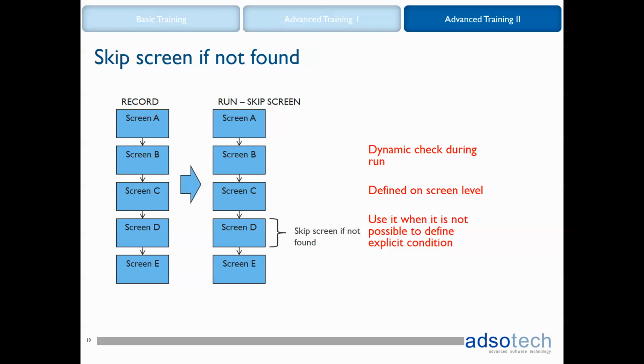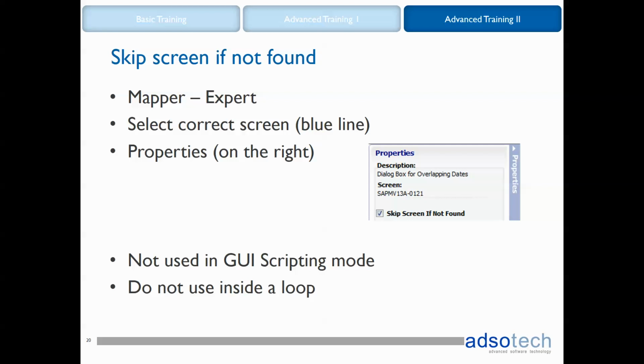And this option should only be used if you're not able to define an explicit condition, so one of the previous ones that we were talking about, based on some Excel data, or based on some SAP data that we can see in the transaction. If that's not possible, then we can try and use skip screen if not found option. But this option cannot be found behind the condition button. We still need to be in the mapper and in the expert tab. First, we need to select our correct screen. So that's one of the blue lines that we have in our script in the expert tab.